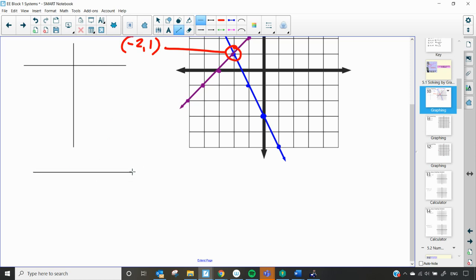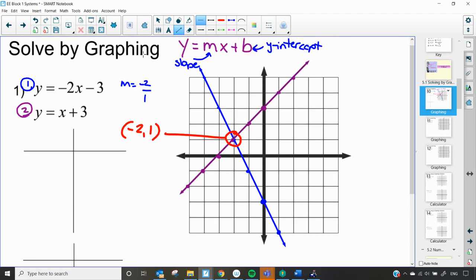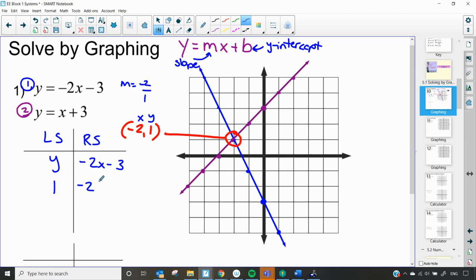The only way to guarantee that something is a solution is if that coordinate works for both equations. So we start by making our t-charts. We label them left side, right side. For the first equation, we'll use blue. The left side of the equation is y, the right side of the equation is negative 2x minus 3. I'm going to plug in my x and my y values. So y is 1, x is negative 2, and negative 2 times negative 2 is 4, minus 3 is 1.